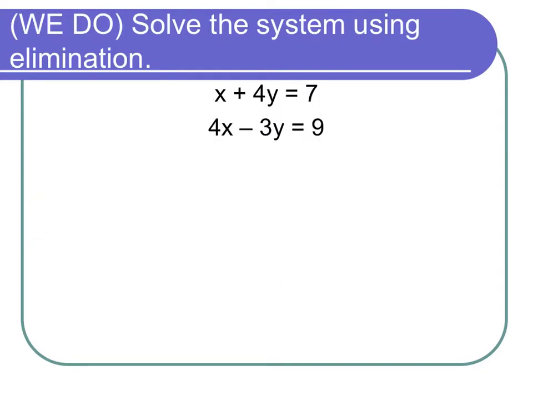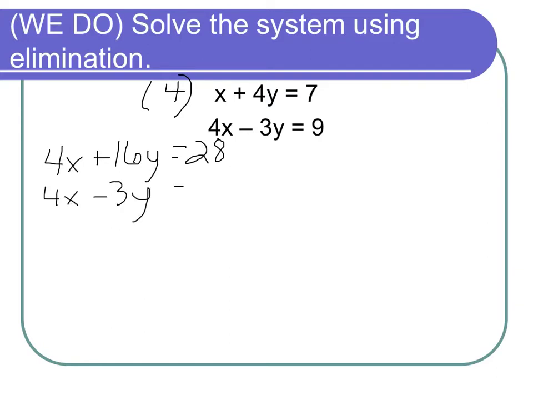Okay, let's try one more. Think about what would be the easiest variable to eliminate. I'm going to go ahead and use the first one up here. If I multiply all of this by 4, then I'll get a 4 in front of the x to cancel out. So I'm going to multiply the whole first row by 4. So 4x plus 16y is equal to 28. I multiplied everything by 4. Remember, whatever you do to one term, you have to do to all terms. The second equation just stays the same: 4x minus 3y is equal to 9.